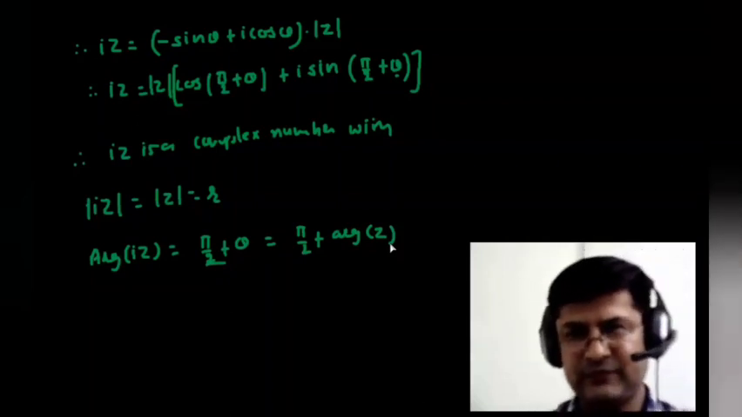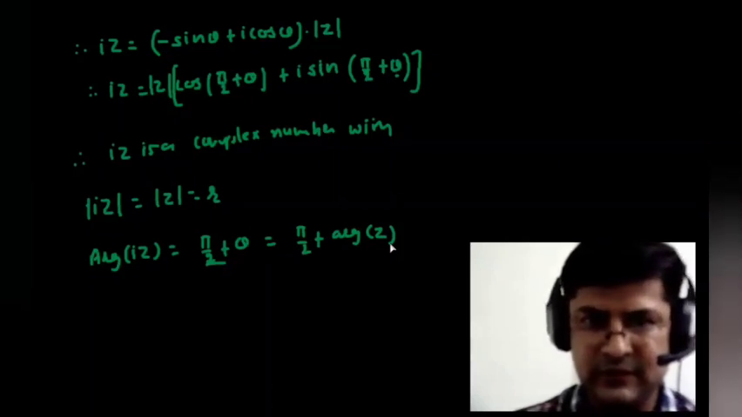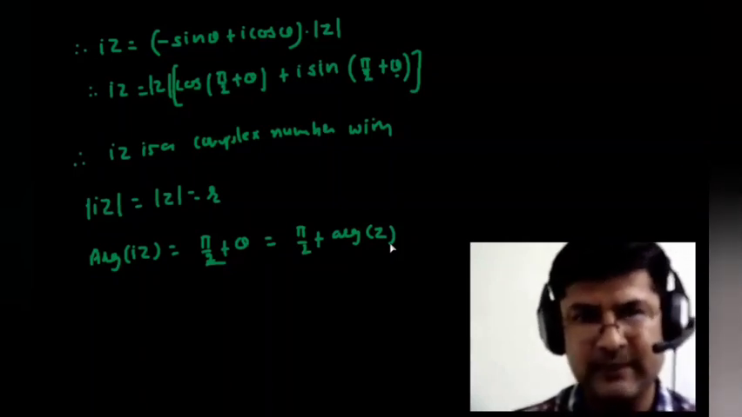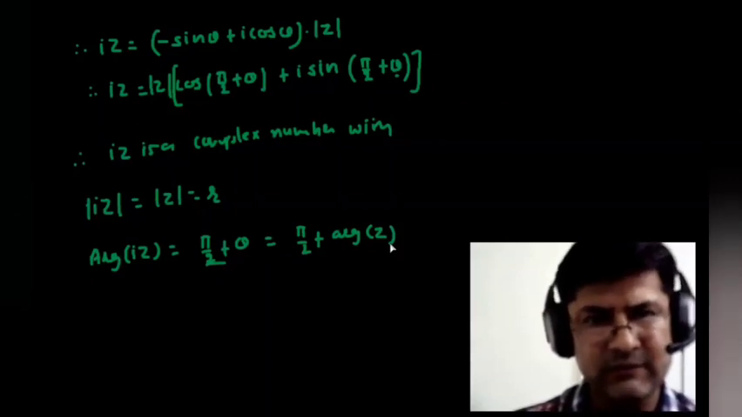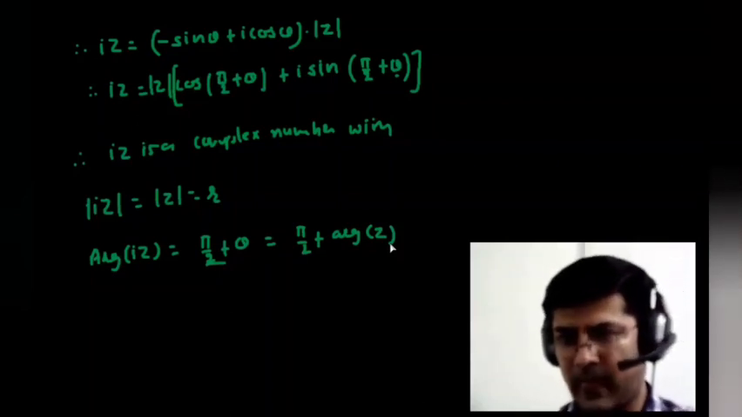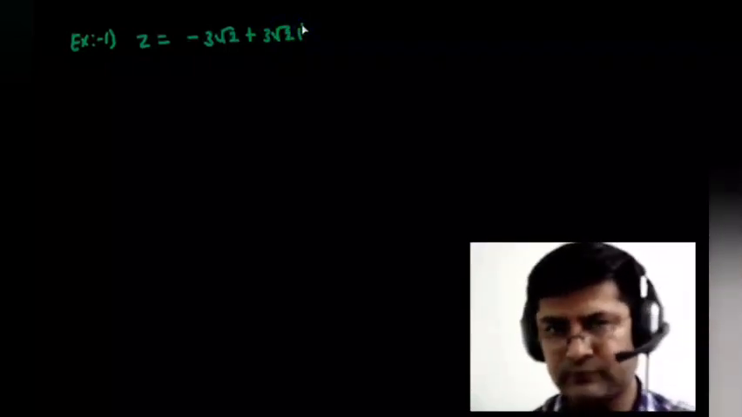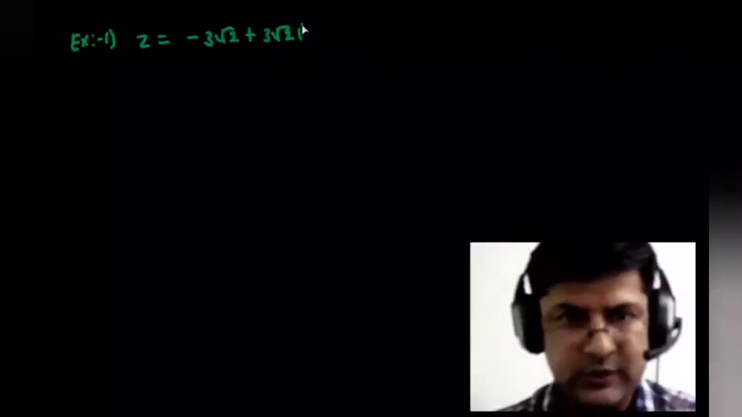Now let us take a few examples of converting the given complex number into the polar form. Example number 1. Suppose we are given z is equal to minus 3 root 2 plus 3 root 2 i.